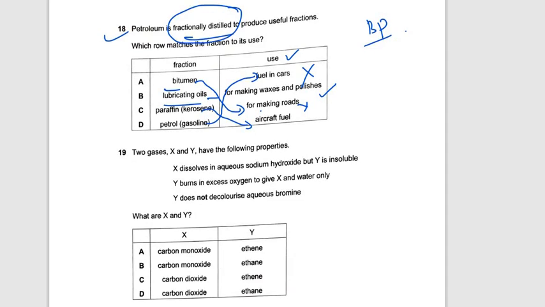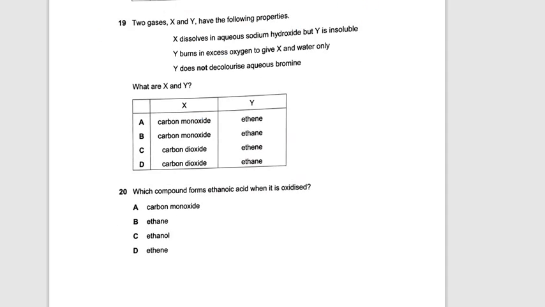Okay, now let's see question number 19. The two gases X and Y have the following properties. X dissolves in aqueous sodium hydroxide but Y is insoluble. X burns in excess oxygen to give X oxide and water only. Y does not decolorize aqueous bromine. It means Y is definitely not an alkene. Now let's see the options you have. So option A is definitely not ethene, so it's already gone. It will be either B or D.